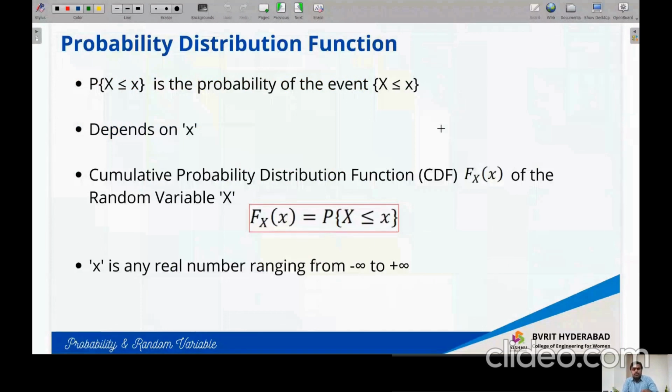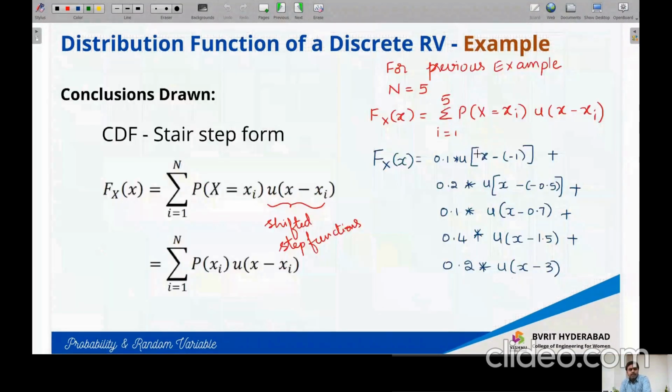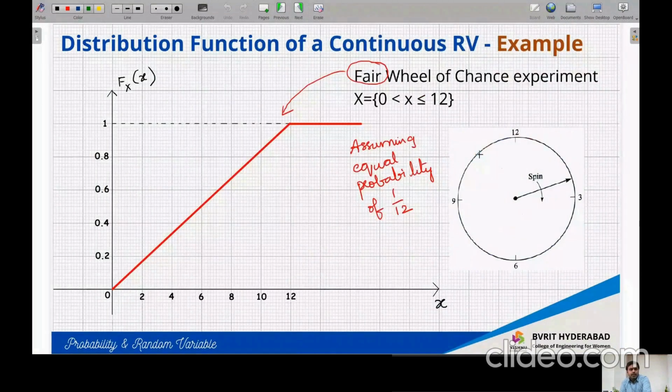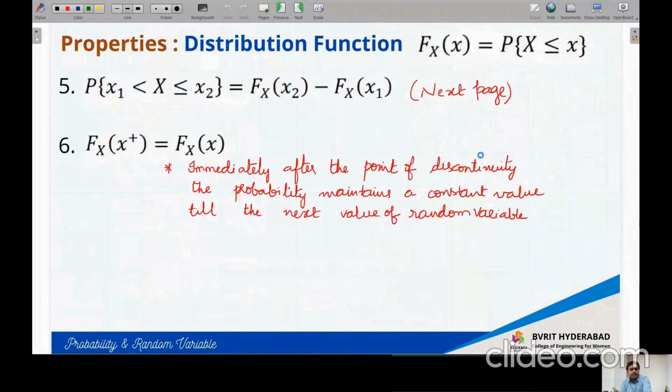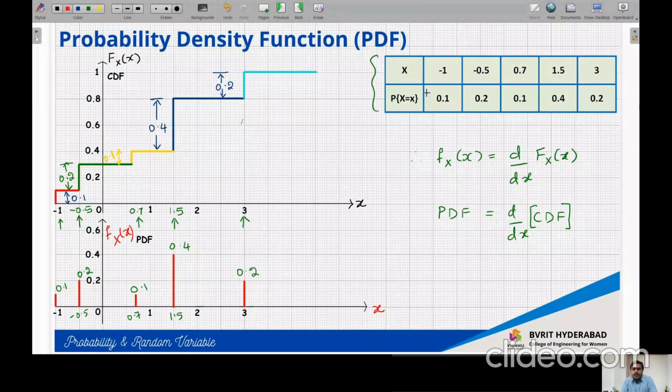Now I'm directly going into the plot, I hope you can easily understand now. Here, I will show you directly the two plots. In this plot, you can see both the probability mass function and the cumulative distribution function. Now, let me take an example. You can see here one example where the probability mass functions are given.